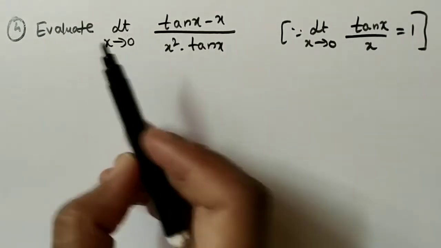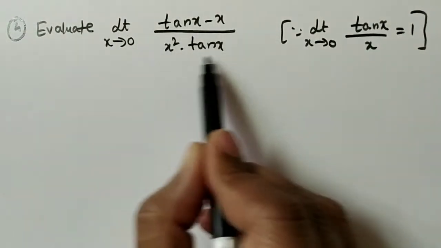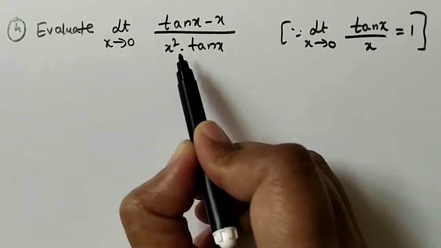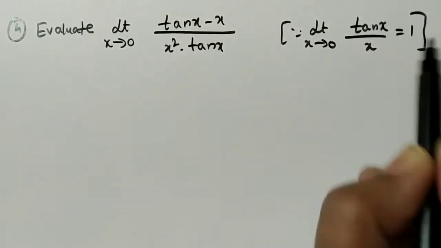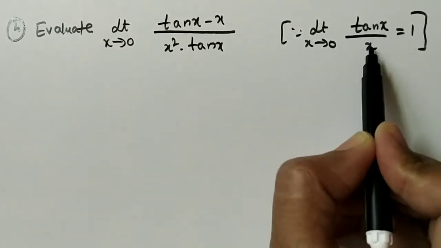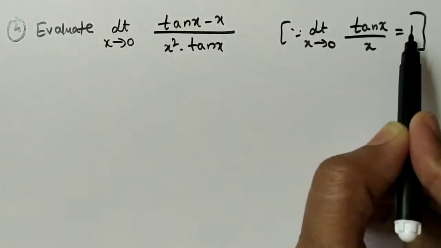We'll see one more question. Evaluate the limit. This is the given. As I have already explained, either you have tan or sine, you can apply this formula. See the formula: limit x tends to 0, tan x by x or x by tan x is equal to 1.